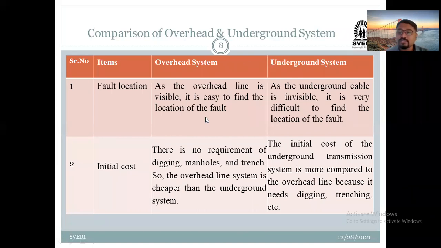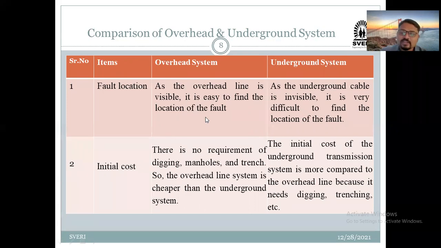पण अंडरग्राउंड सिस्टीम मध्ये इनिशियल कॉस्ट जास्त आहे. कशामुळे? Why is the initial cost in the underground system more? Because we have to dig into the underground for the proper fixation of those particular cables or wires.